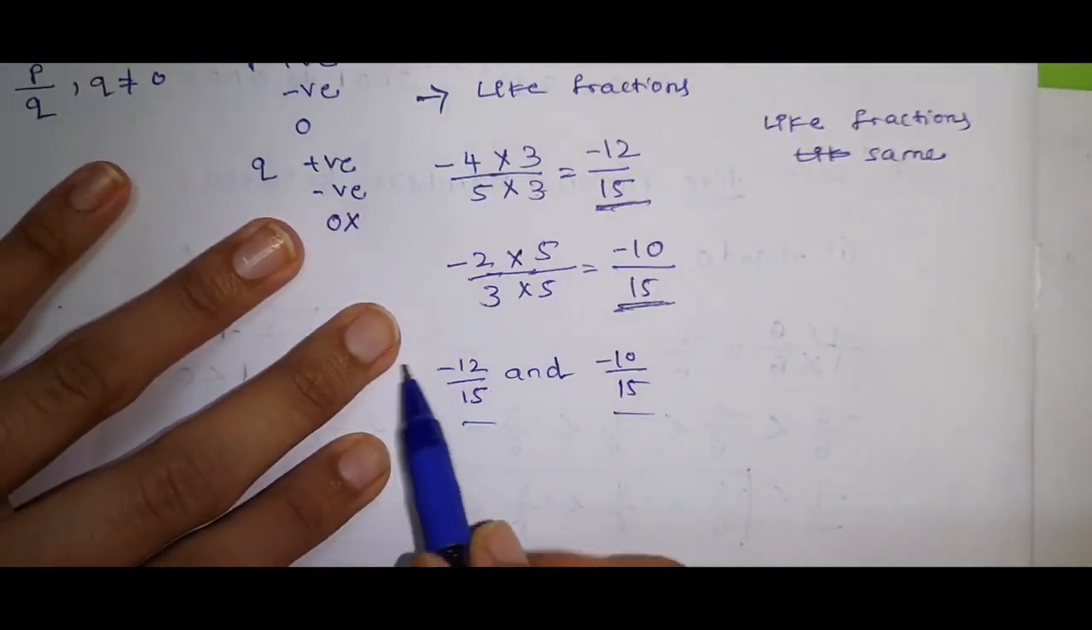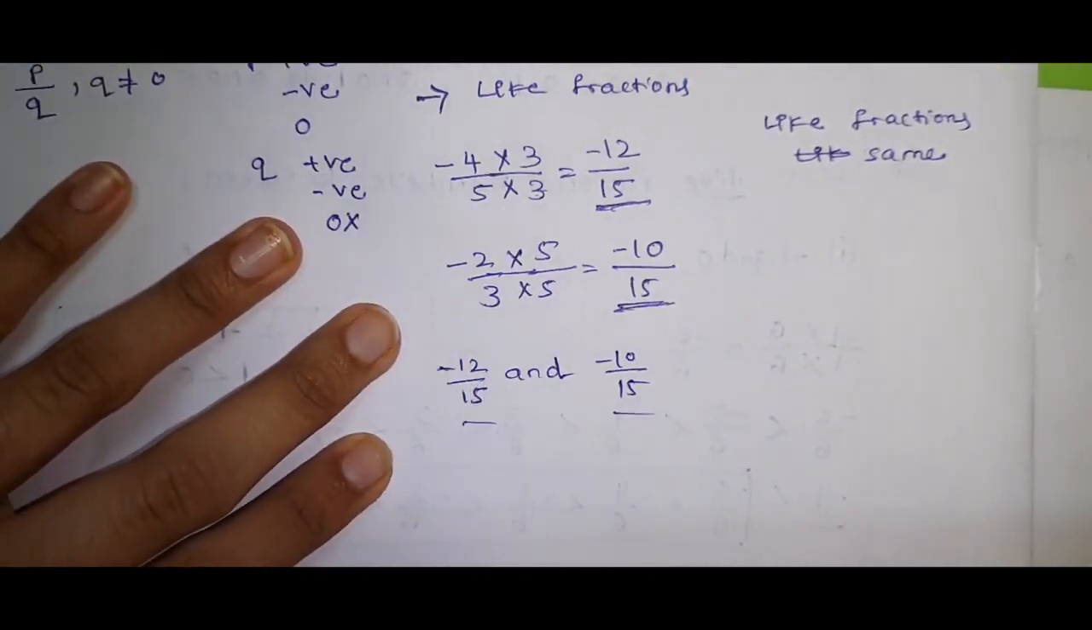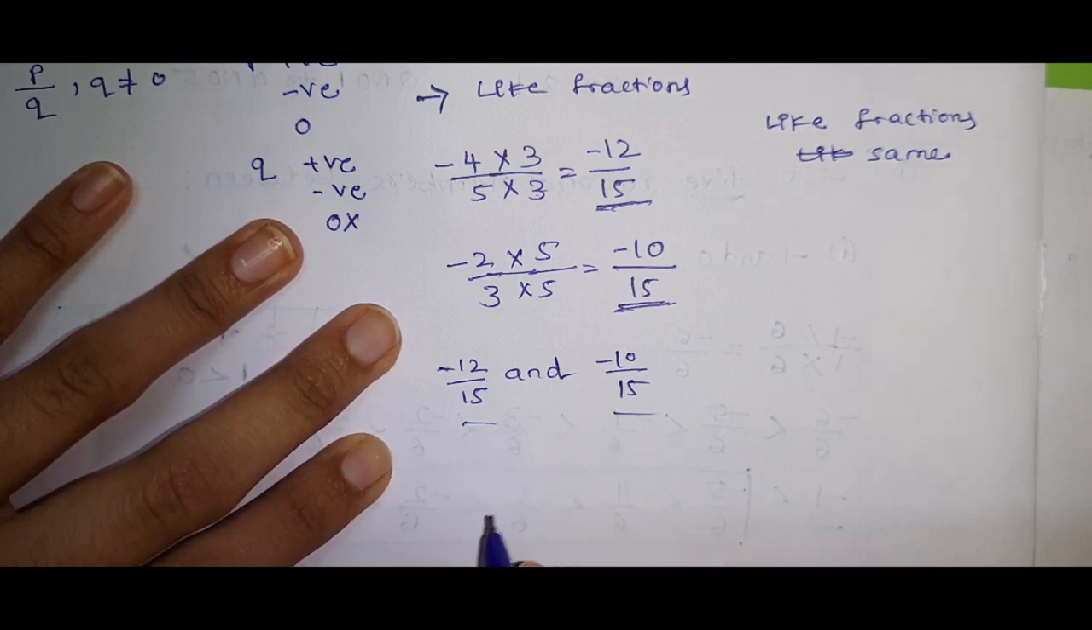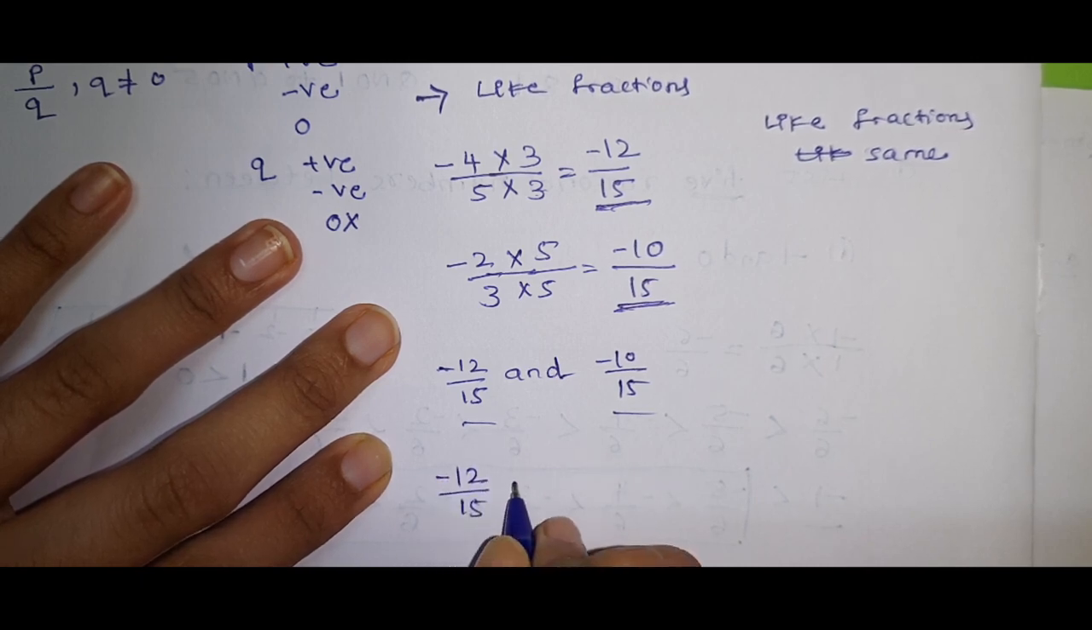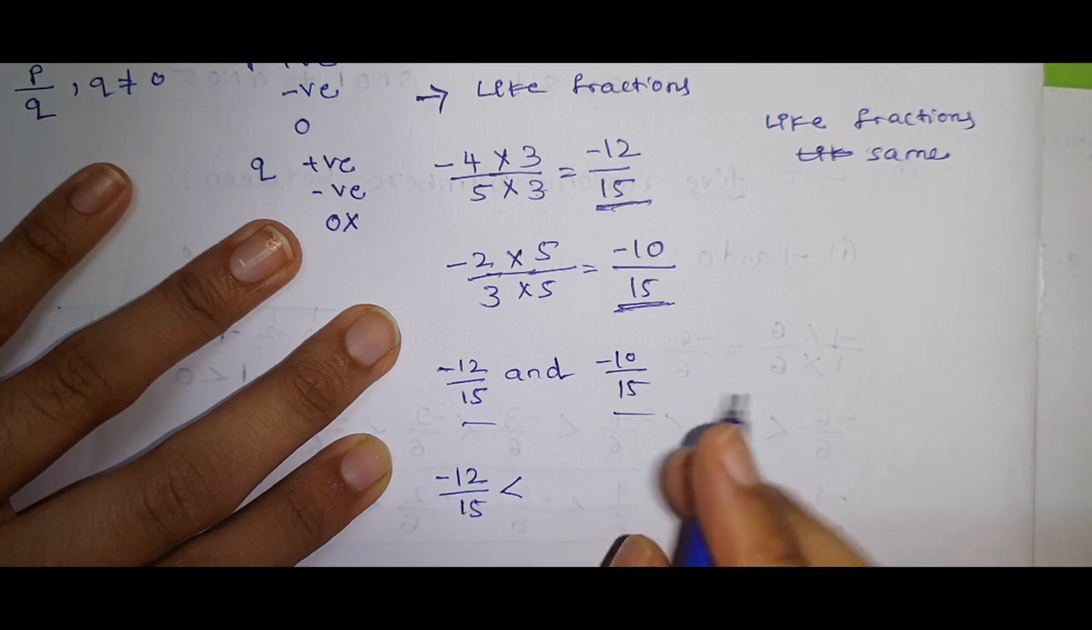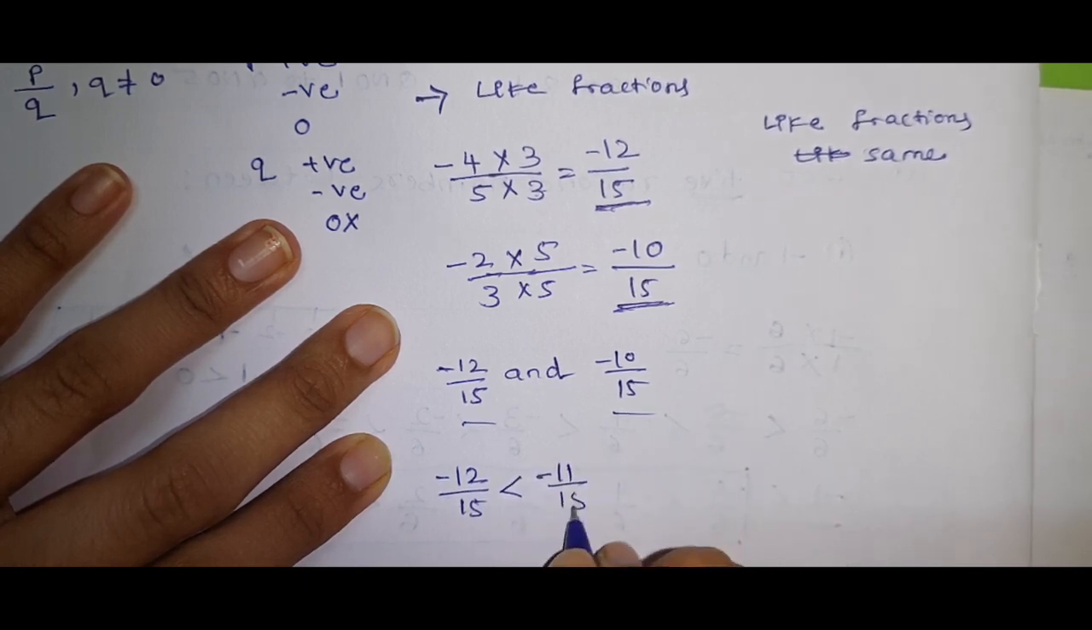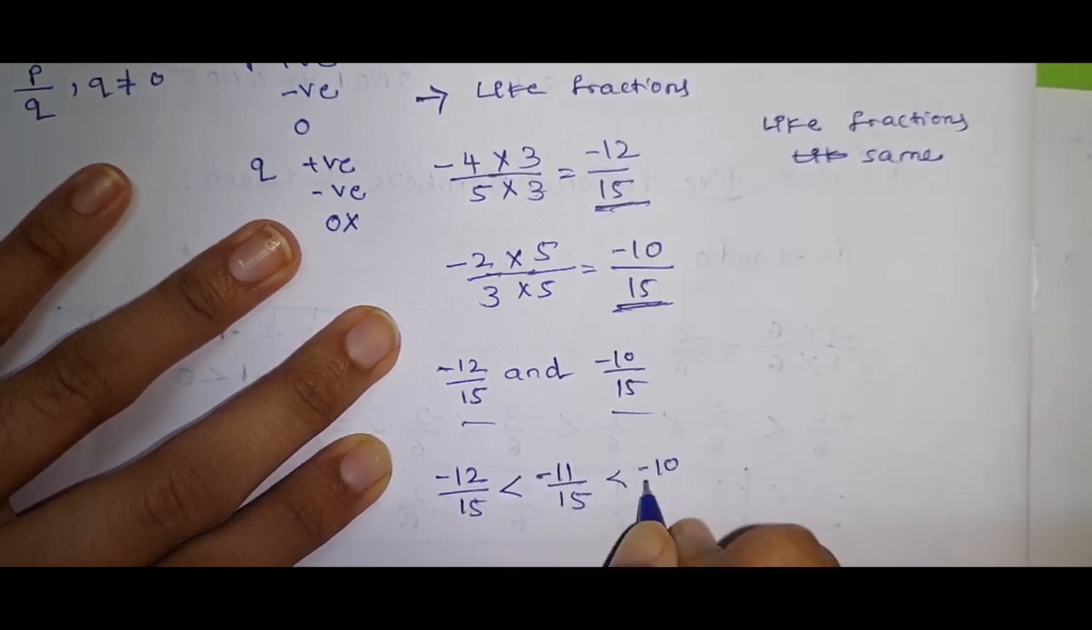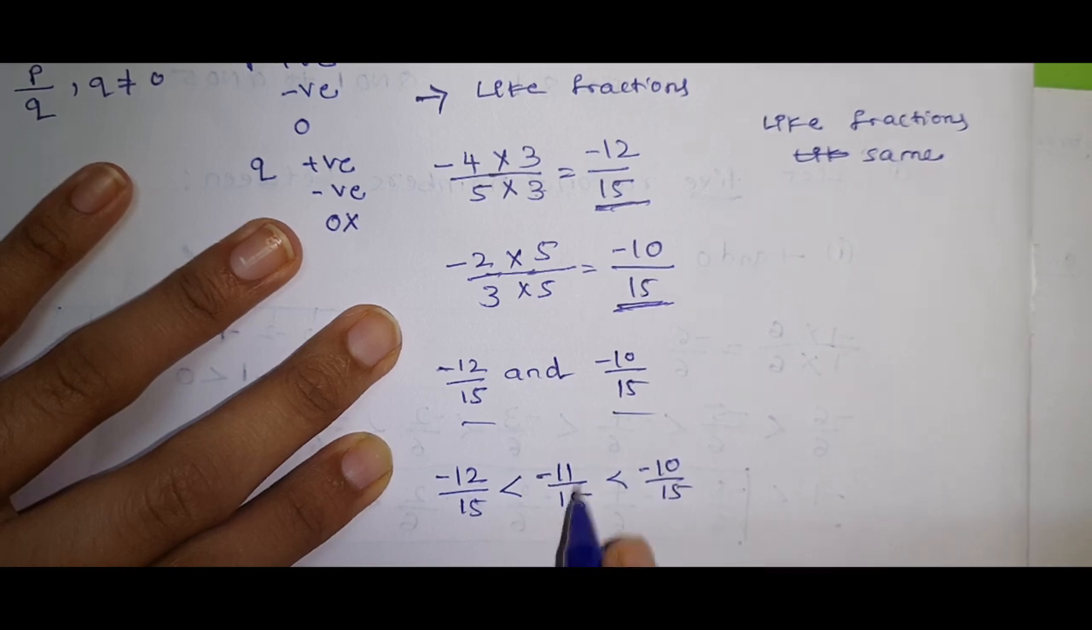Now look at the numerators. Numerators are minus 12 and minus 10. Do you think we can get 5 rational numbers out of this? How many rational numbers can we get from this? Minus 12 divided by 15. The next greater number will be minus 11 divided by 15 and the next one will be minus 10 divided by 15. We got only one rational number.